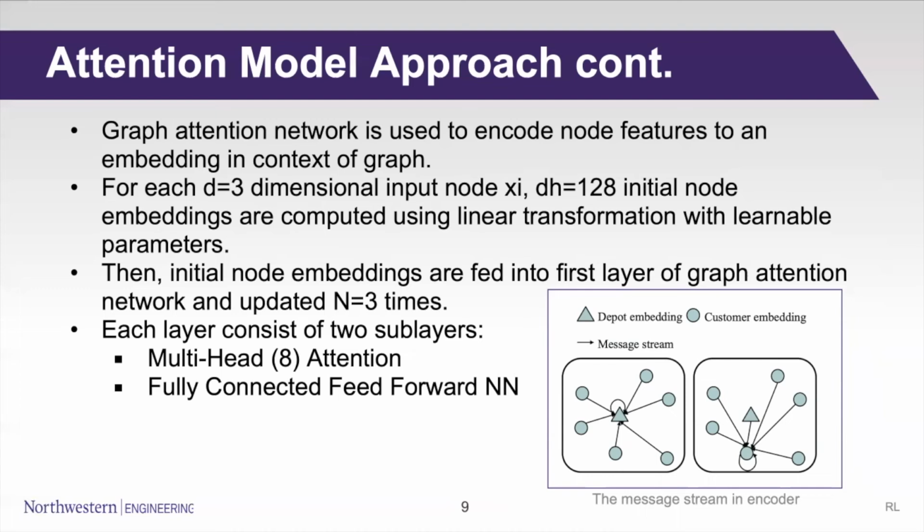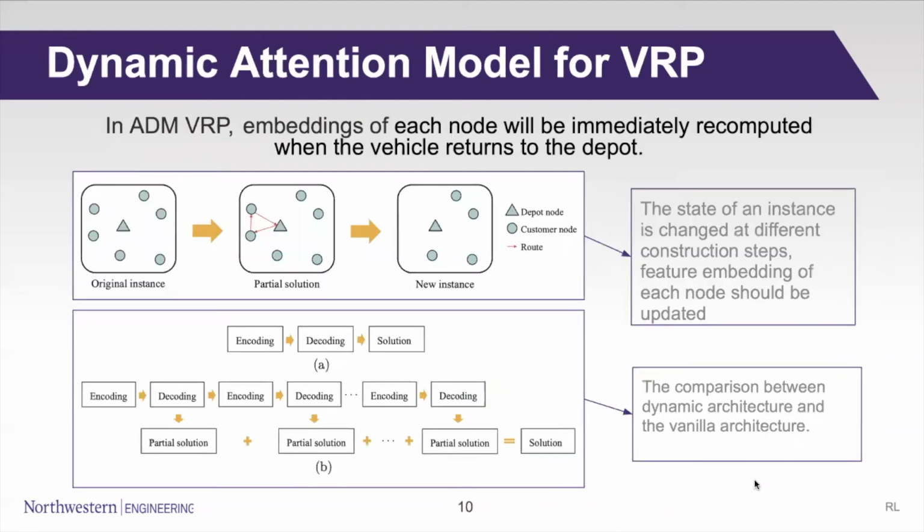Here on the right figure, you can see the message stream in the encoder, which aggregates the message from each node and then updates here the depot embeddings and here the customer embeddings. Considering that in the vanilla architecture, feature embeddings are only updated once in the beginning, this paper introduced the dynamic attention model, where the embeddings of each node will be immediately recomputed when the vehicle returns to the depot. So here in B, you can see how it's actually updated in each construction time step.